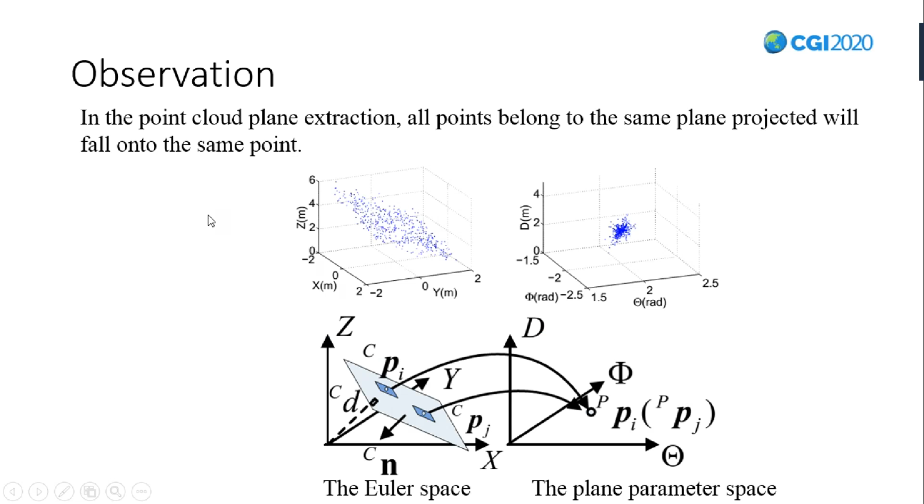How can we quickly and effectively establish the corresponding relationship between the planes in different frames? When we extract the planes in a point cloud, all points belonging to the same plane, projected into the parameter space, will fall onto the same point. Based on such an observation, we can project all the planes in the frame into the plane parameter space to get a point cloud. Each plane in the frame corresponds to a point of the point cloud.